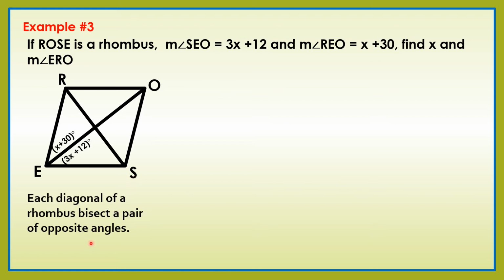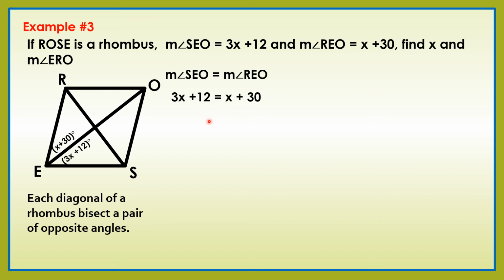So, palaging tandaan, each diagonal of a rhombus bisects a pair of opposite angles. So, yung diagonals niya, segment OE at saka si segment RS. So, since yung segment OE binisect ang angle E, therefore, magkakaroon tayo ng dalawang congruent angles dito. So, itong angle na to at yung kabilang angle, they are congruent. So, kapag sinabi natin congruent, ang measure ng kanilang angle are equal. Therefore, we can say now that measure of angle SEO is equal to the measure of angle REO.